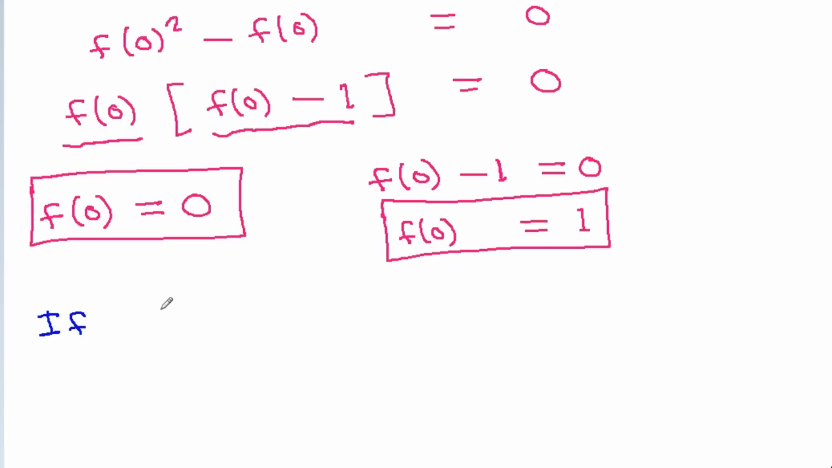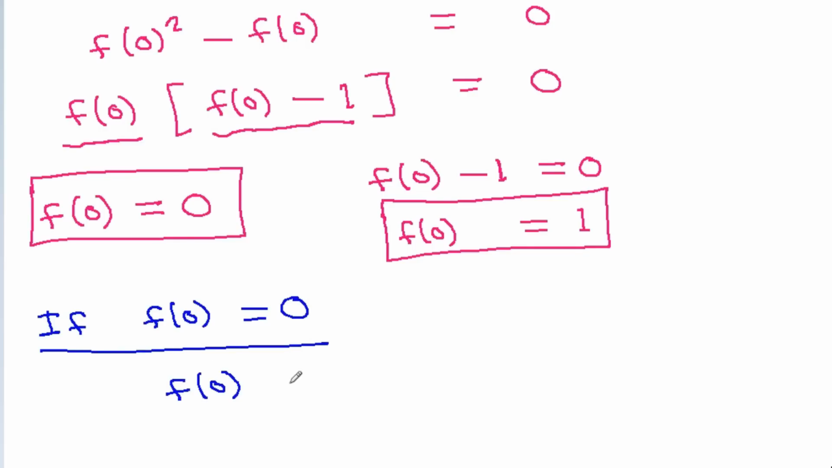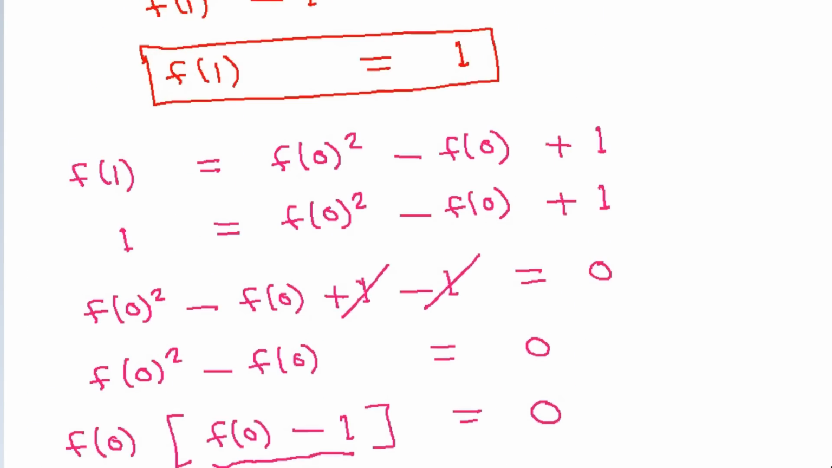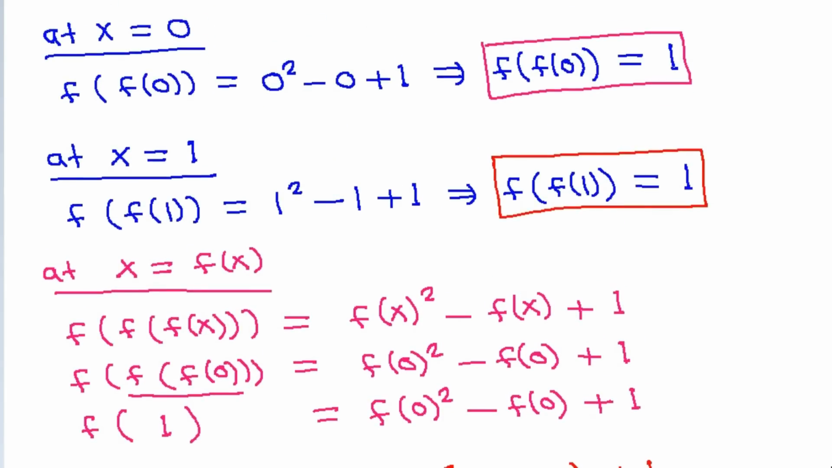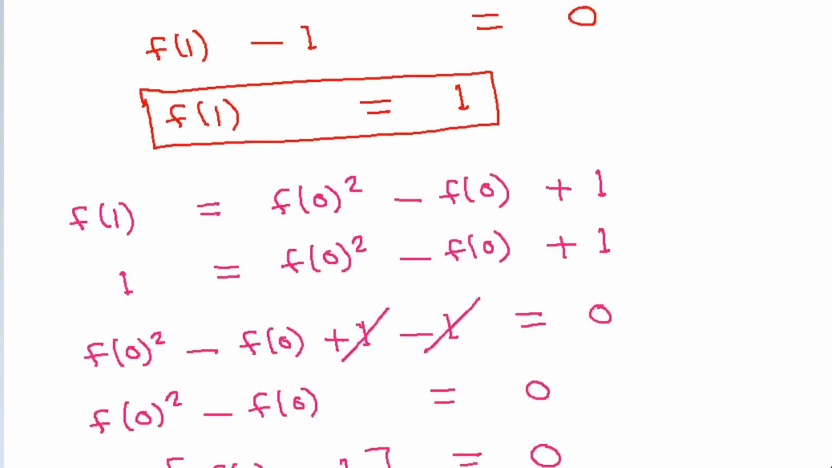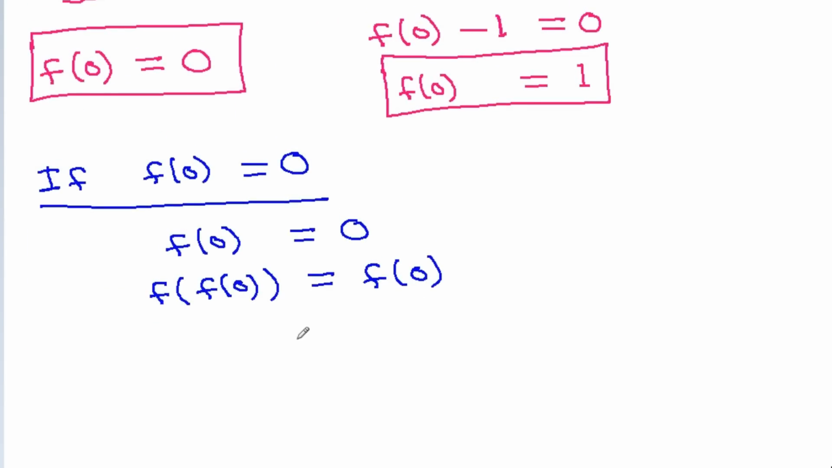So if f(0) is equal to 0, then we have f(0) is equal to 0. And if we take another function f on both sides, then f of f(0) will be equal to f(0). And f of f(0) is equal to 1. So f of f(0), which is 1, is equal to f(0), which is 0. That is not possible. So f(0) is not equal to 0.